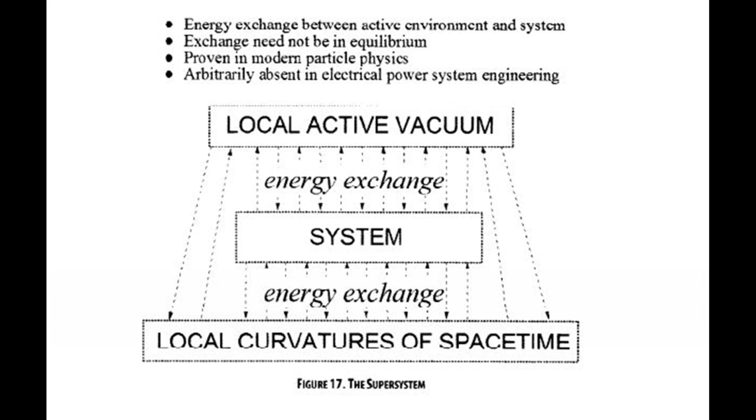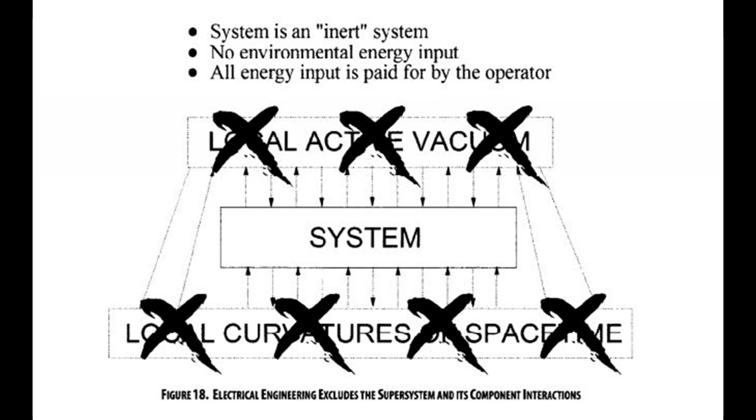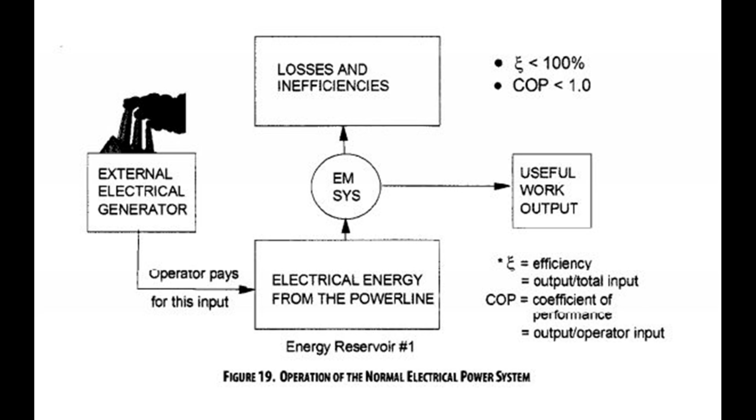Figure 17 shows the three components of the supersystem. These three components interact continually with each other. Figure 18 shows that the standard classical electromagnetic model and electrical engineering include the physical system, but exclude the other two components of the supersystem, being the active vacuum and curved space-time.